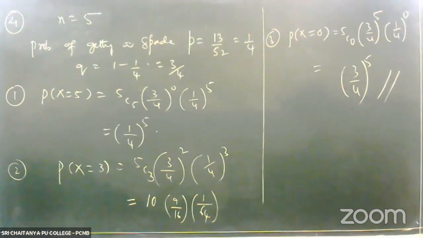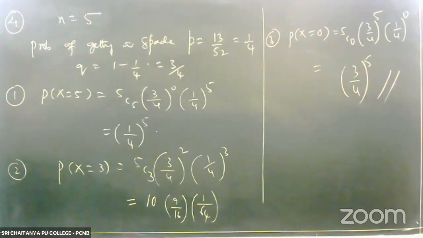I am repeating that problem while you are copying. 5 cards are drawn successively, which means n value is equal to 5, right? Probability of getting a spade is p. P value is equal to 13 by 52, which is equal to 1 by 4. Q value is equal to 1 minus p, which is 1 minus 1 by 4, equal to 3 by 4.